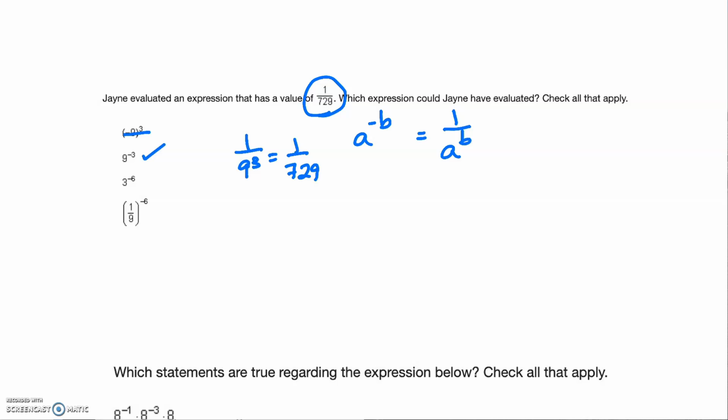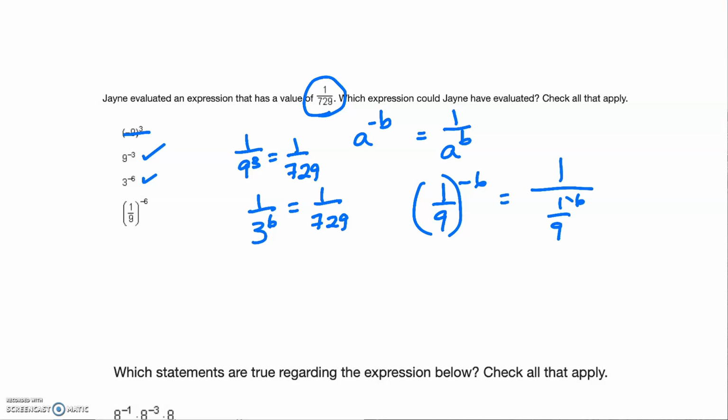What about 3 to the negative 6? Well, we can rewrite that as 1 over 3 to the 6th. Again, 3 to the 6th, if we work that out, is 729. So that could also be an answer. If we have 1/9 to the negative 6, that's the same thing as saying 1 over 1/9 to the 6th. When we have 1 over 1/9, we multiply by the reciprocal and we actually get 9 to the 6th. So that's not going to be an answer.